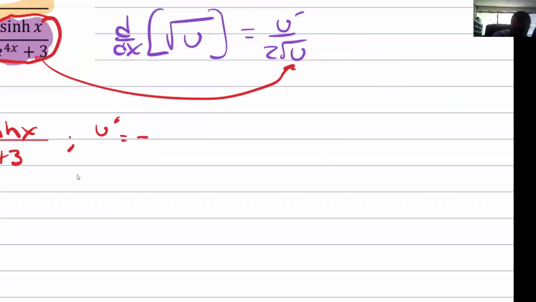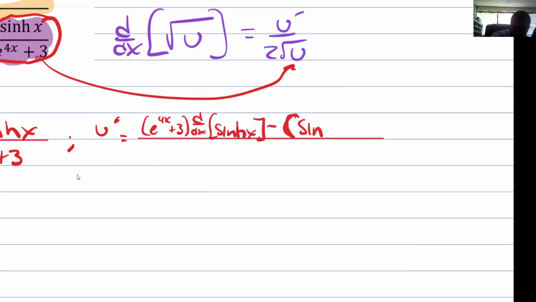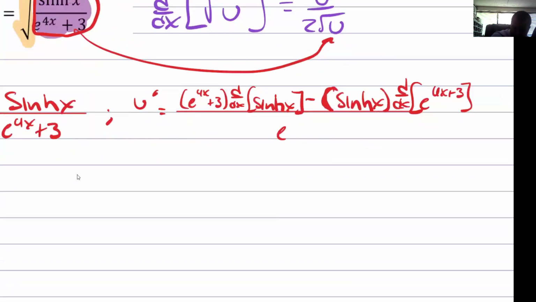So our quotient rule is going to be our bottom function, e to the 4x plus 3, times the derivative of the top function, derivative of sinh, minus our top function, sinh of x, times the derivative of our bottom function, e to the 4x plus 3, over the bottom function squared. So I got an e to the 4x plus 3 on the bottom, whole thing squared.